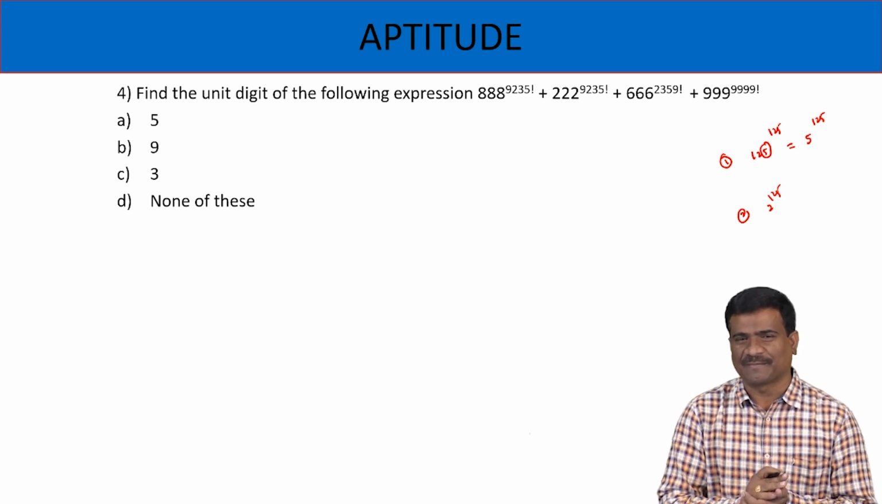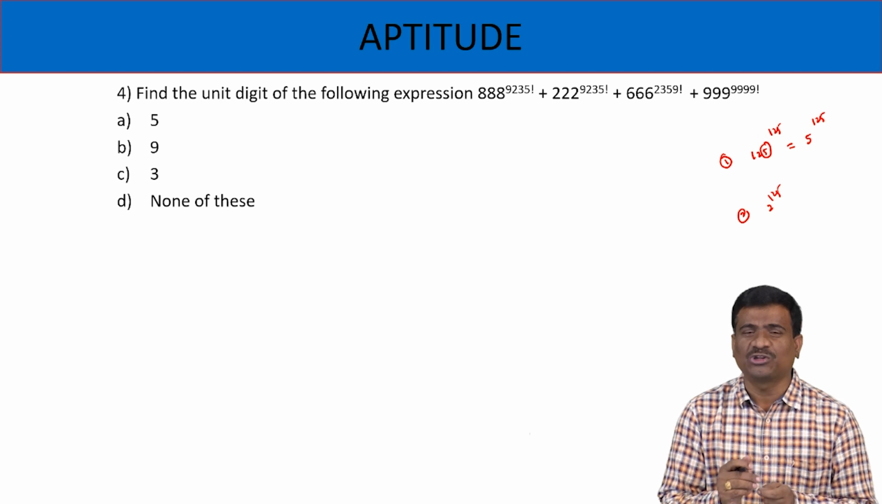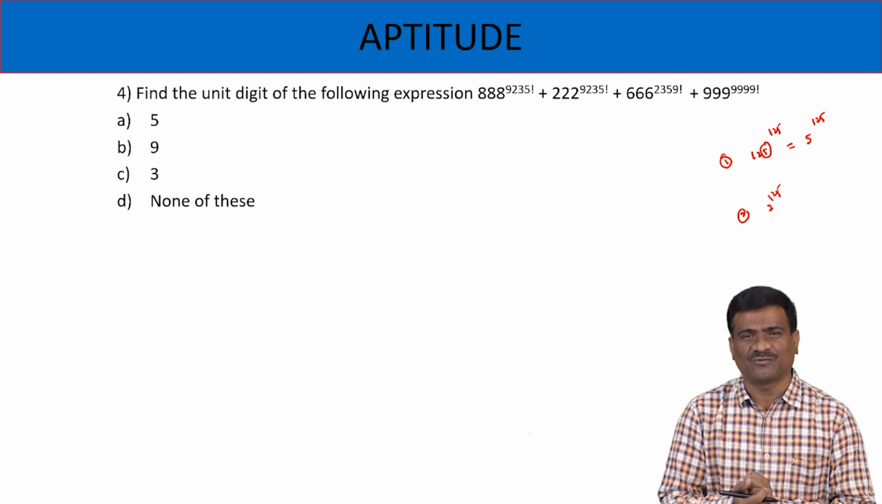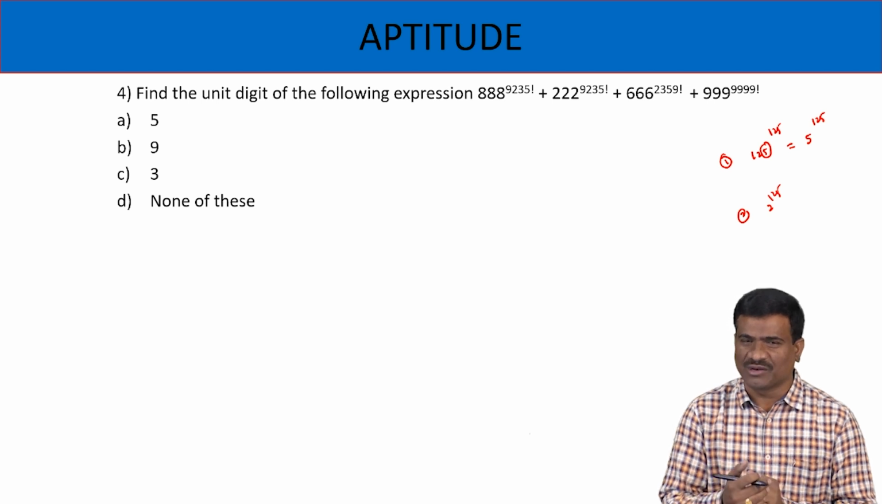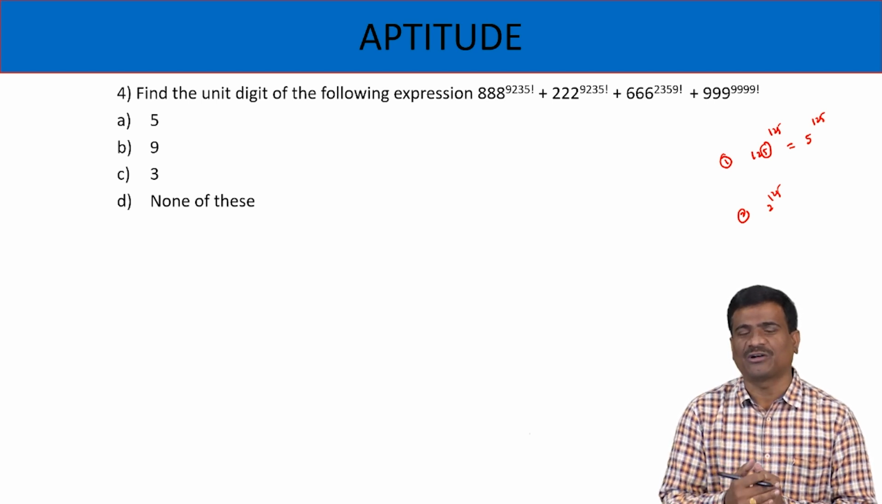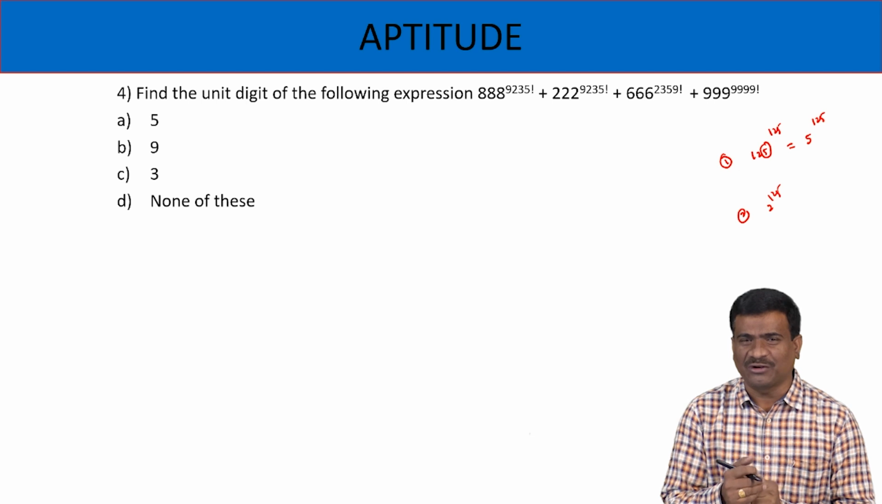Second property. Here the last digit property for 4 and 9. 4 to the power of an odd number is equal to 4. 4 to the power of an even number is equal to 6. Similarly, 9 to the power of an odd number is equal to 9. 9 to the power of an even number is equal to 1.